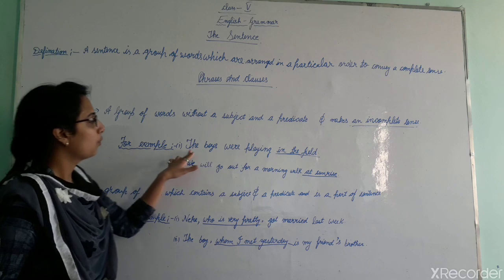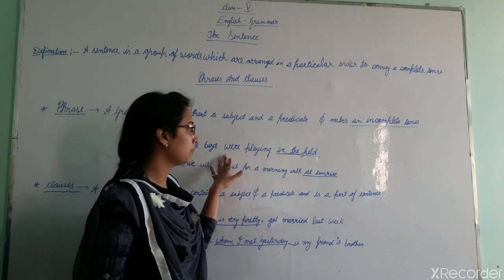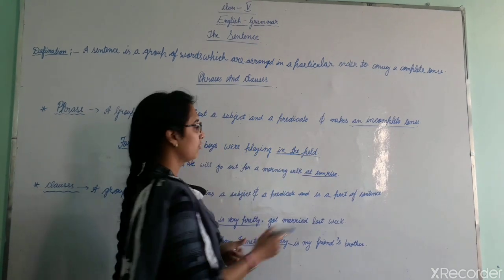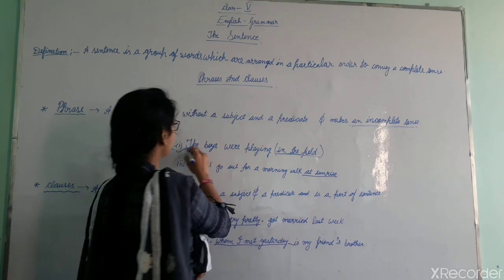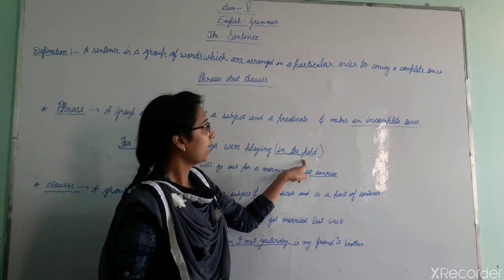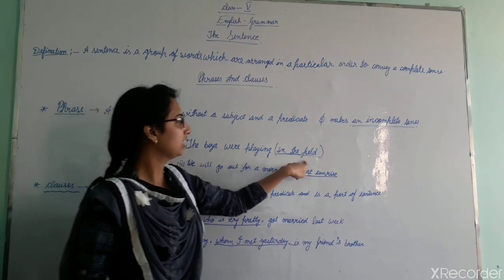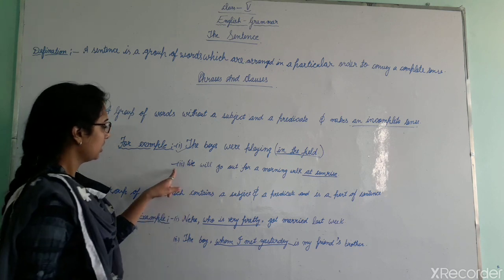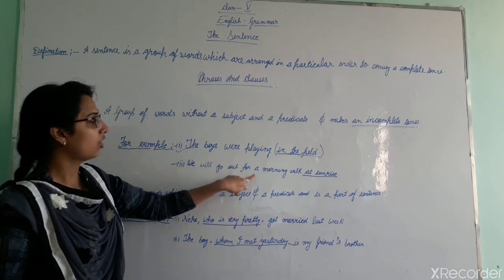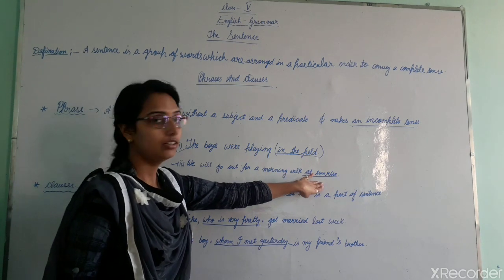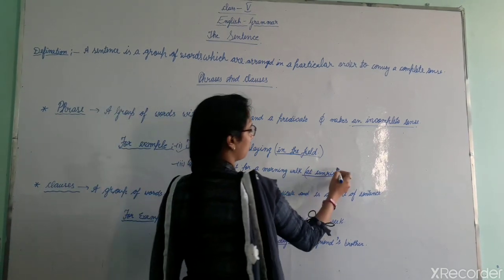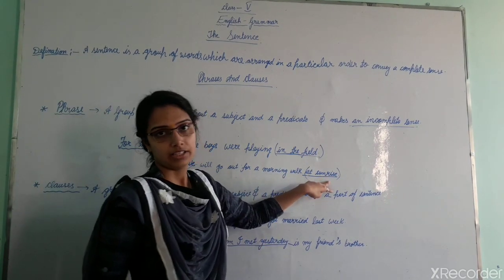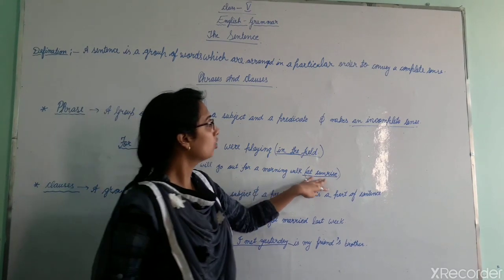For example, the boys were playing in the field. This is a complete sentence. But if we separate it from the rest of the sentence, it doesn't make any complete sense. In the field, there is no subject about whom we are talking. Secondly, the next example: we will go out for a morning walk at sunrise. At sunrise, if we separate it from the rest of the sentence, the same thing is also there. At sunrise, nothing. It makes no complete sense.